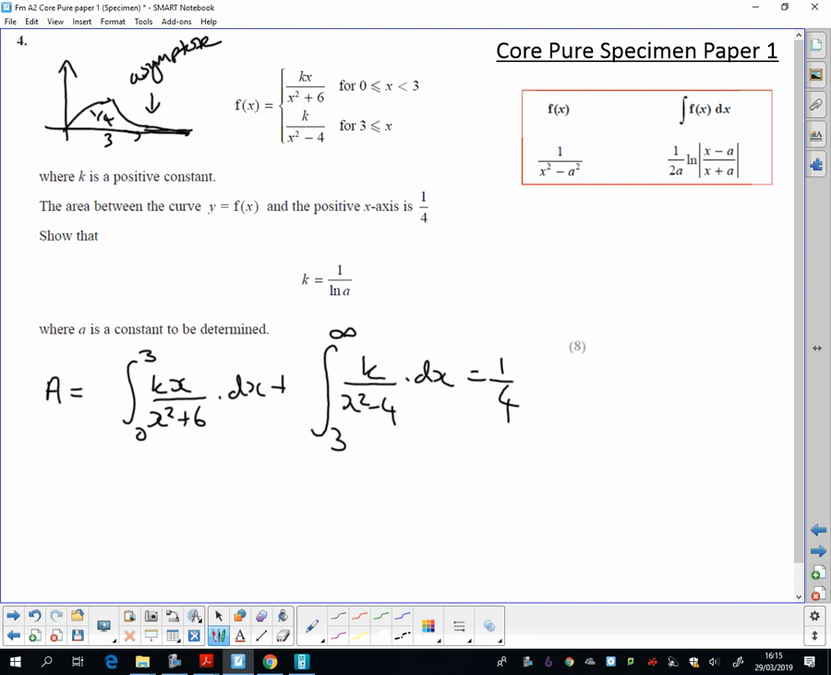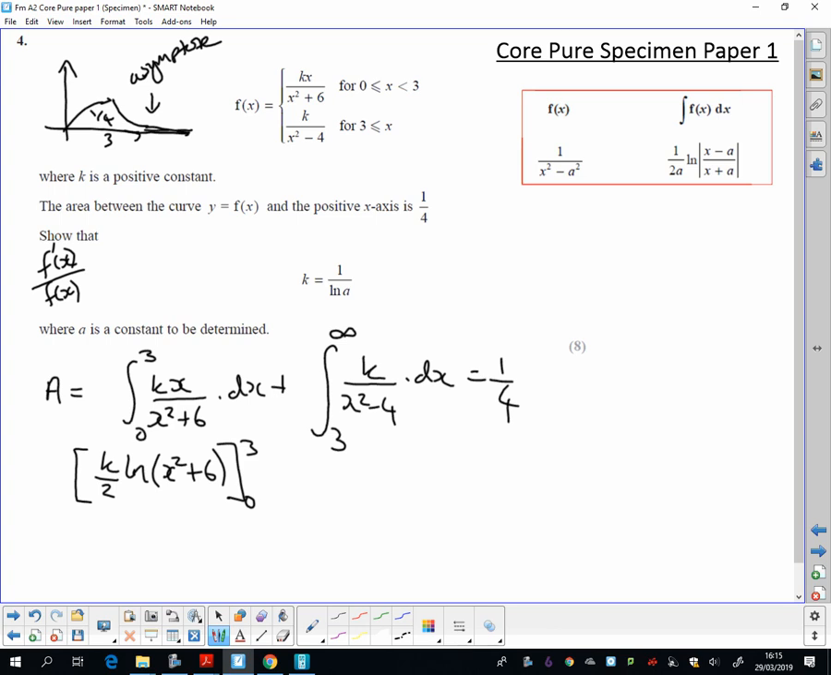So the first one, you should recognise that this is a log because x squared differentiates to give 2x. So this is of the form f dash of x over f of x. That's going to be a log, a bit of a clue in the question of what we're trying to find for k. So that one's quite easy to deal with.